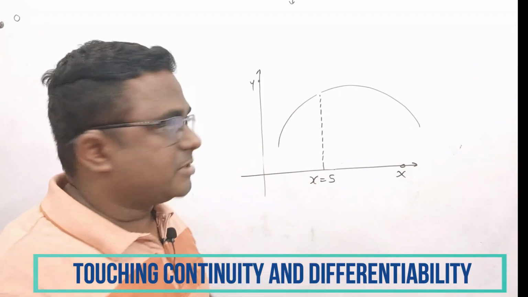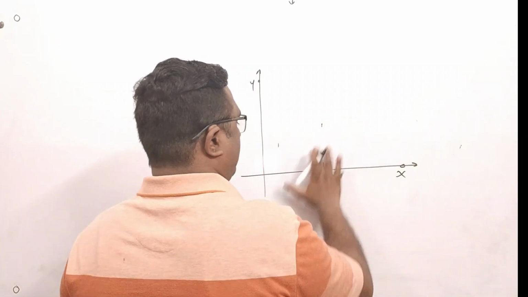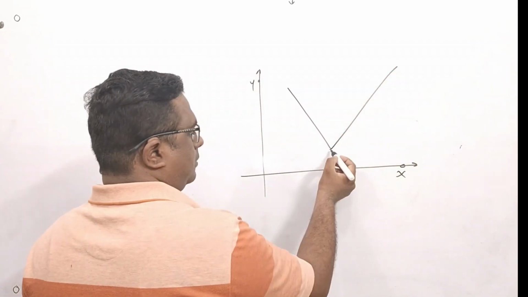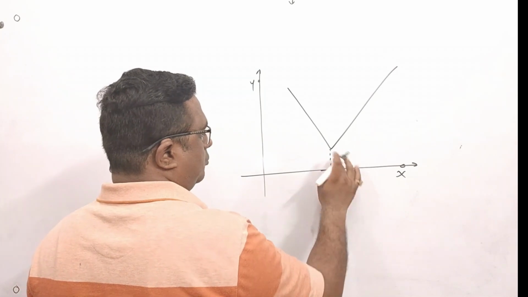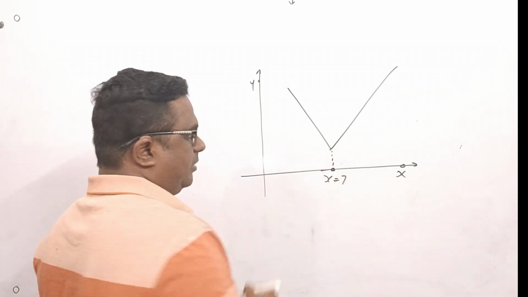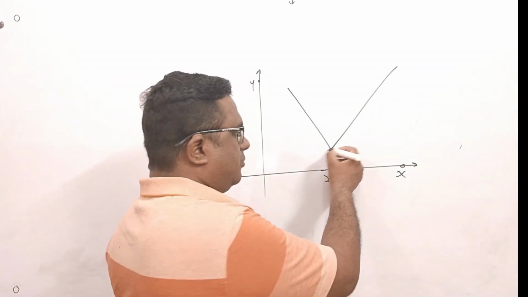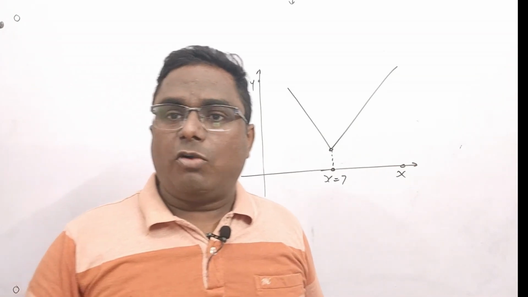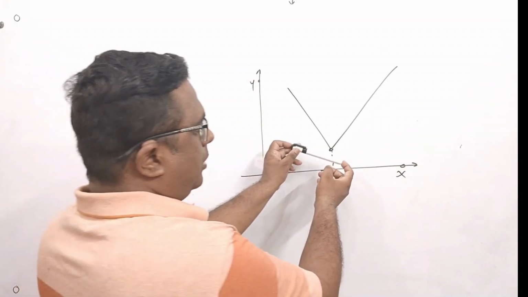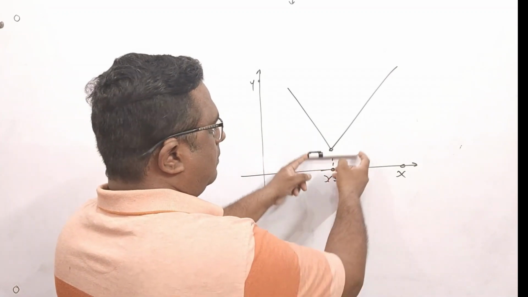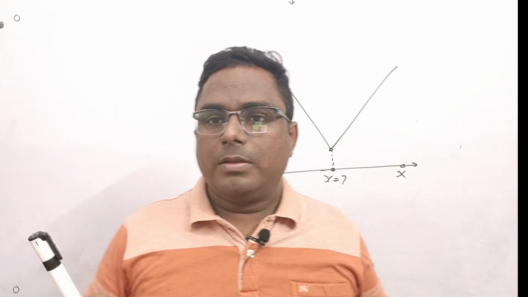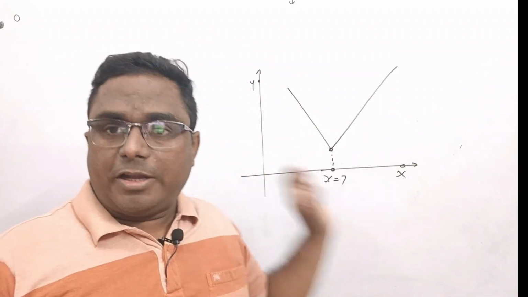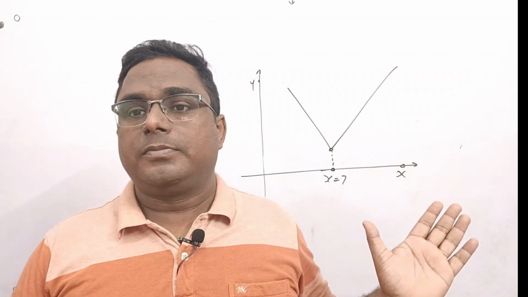Secondly, let us take one more example. Suppose it is the graph of some modulus function and here it is x equal to 7. So at this point, what will happen if I say draw a tangent at this point? Then what problem will you face? If you draw a tangent like this, then many tangents are possible here. You can draw tangents at many angles for this particular point. It means a unique tangent is not possible here.